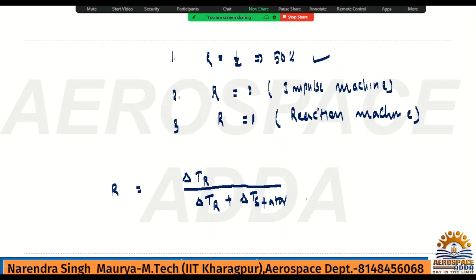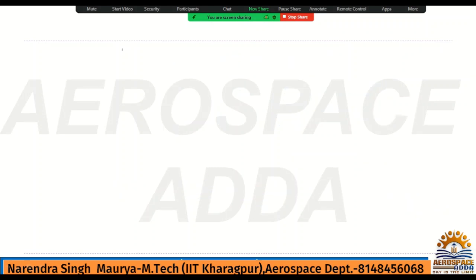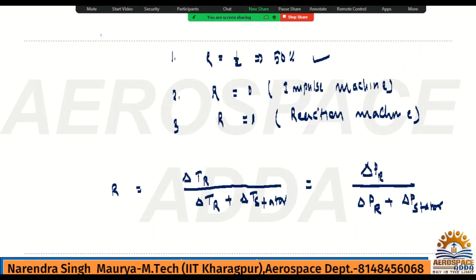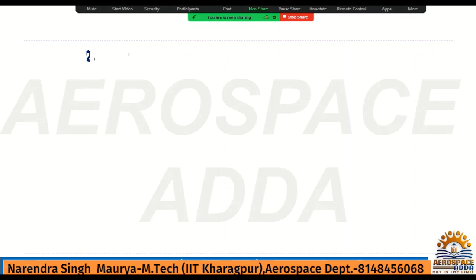Now, in terms of pressure, I will write here delta P, the pressure rise in rotor divided by the pressure rise, static pressure I am saying, in rotor plus the static pressure rise in stator. Okay. Now if I say R is equal to 0, see that formulation: pressure rise in rotor divided by pressure rise in rotor plus pressure rise in stator.